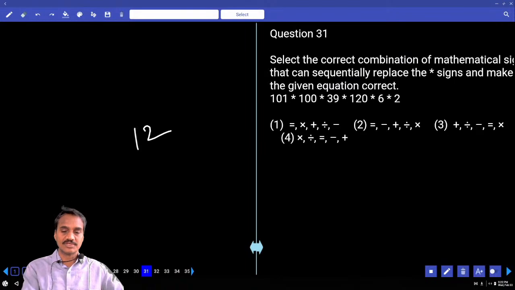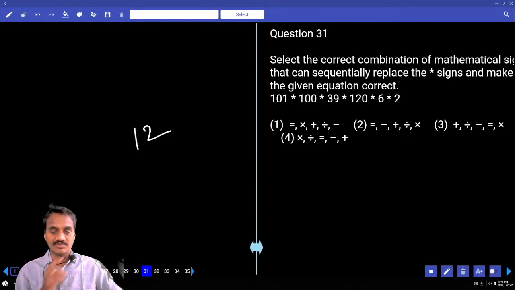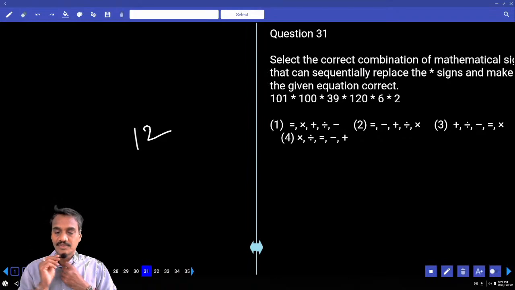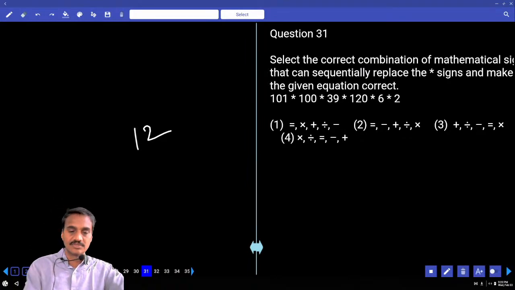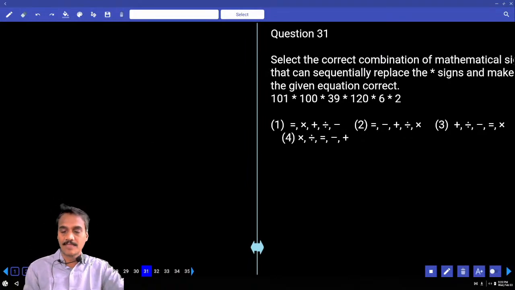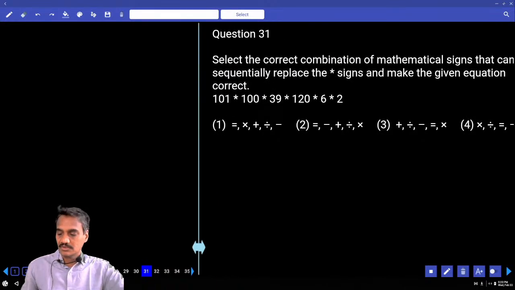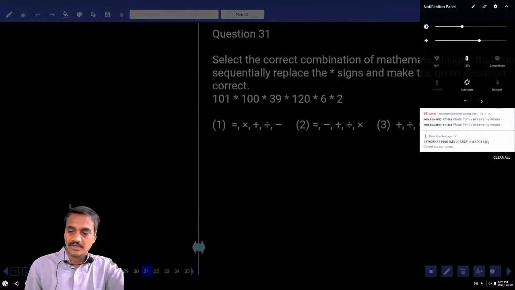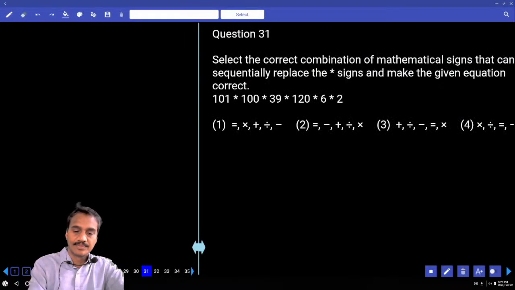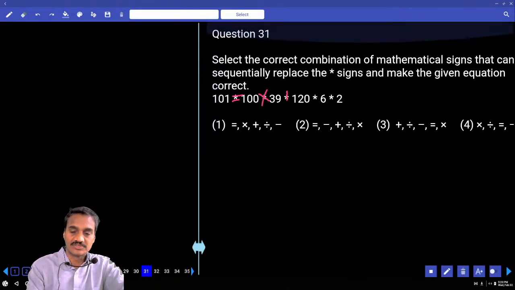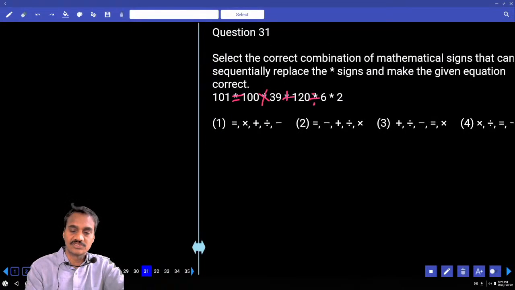Now in this question number 31, select the correct combination of mathematical signs that can sequentially replace the sign marks and make the given equation correct. Starting with the first one, choice 1, division. Now if you start with choice 1 and division, next one into, and next one plus. Now this is division and this is minus.